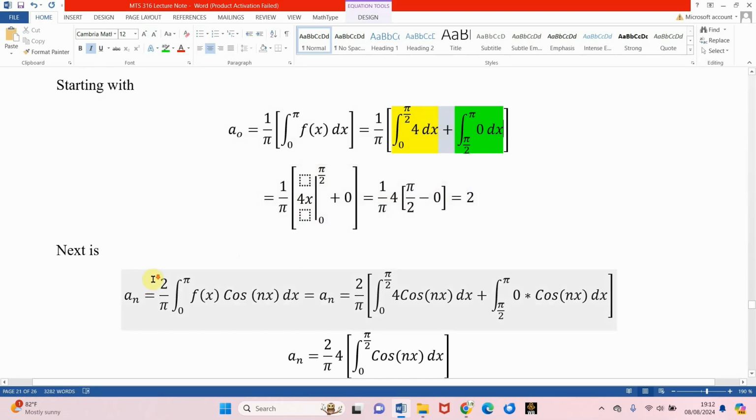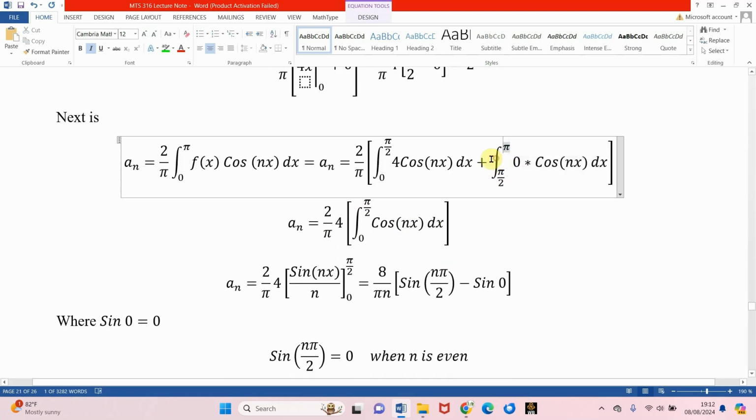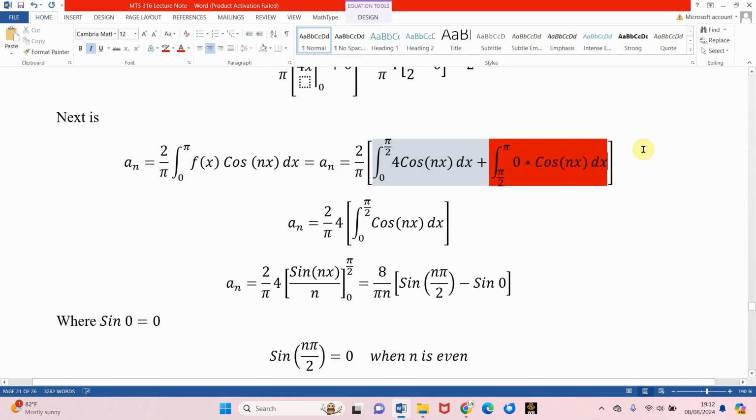Then what about our an? We use the same approach again, but one thing is that we use the expression for the Fourier coefficient an. This one we are dealing with is the Fourier cosine series. So we use 0 to pi over 2, 4, which is f of x, times cos nx, then from pi over 2 to pi it is 0 times f of x times this one. So that part cancels. Let me highlight it in red color. It will cancel because 0 times this will give us 0. So you only need to evaluate this definite integral here, which will give us this. If you evaluate using the upper and lower bound, then you have this expression.